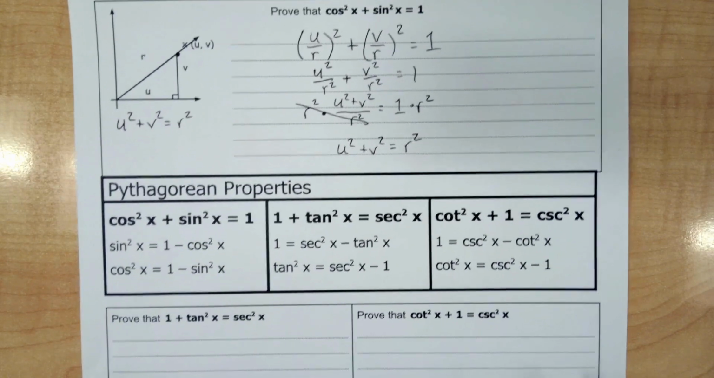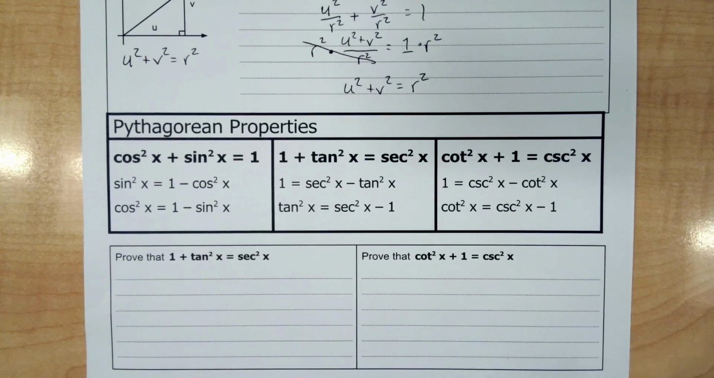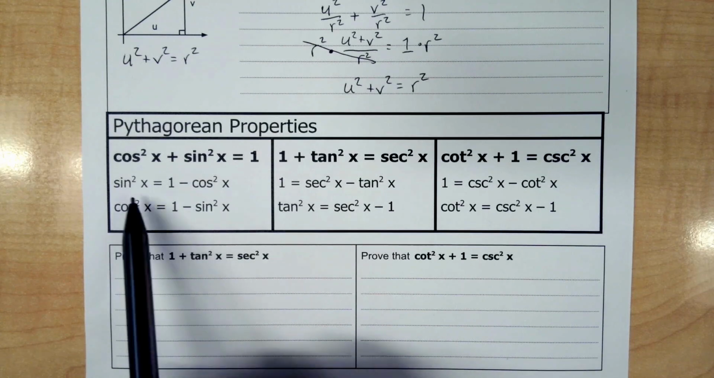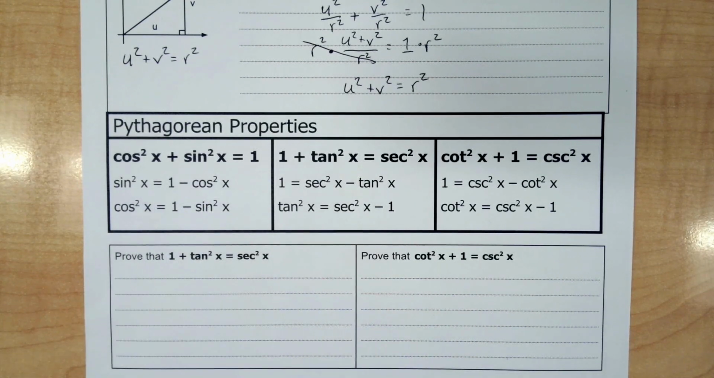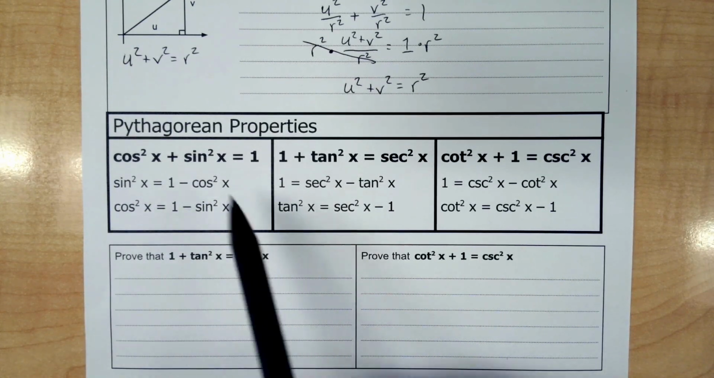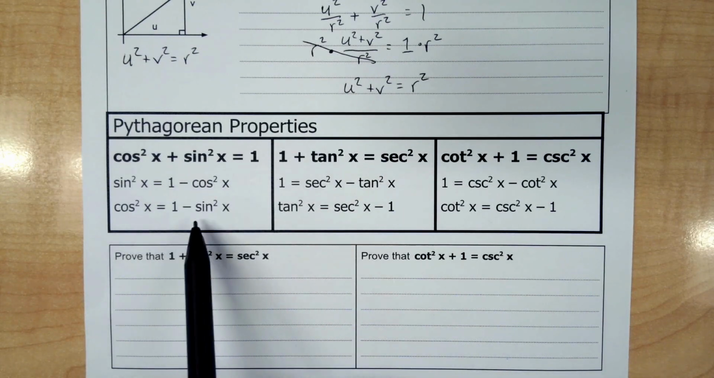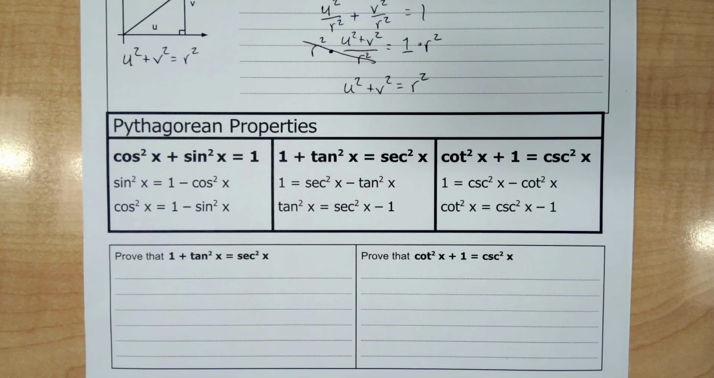The major one is the one that we just proved, where cosine squared plus sine squared equals 1. But if you subtract the cosine squared from both sides, you can get sine squared equals 1 minus cosine squared. Or you can subtract the sine squared and get the cosine squared equals 1 minus sine squared.